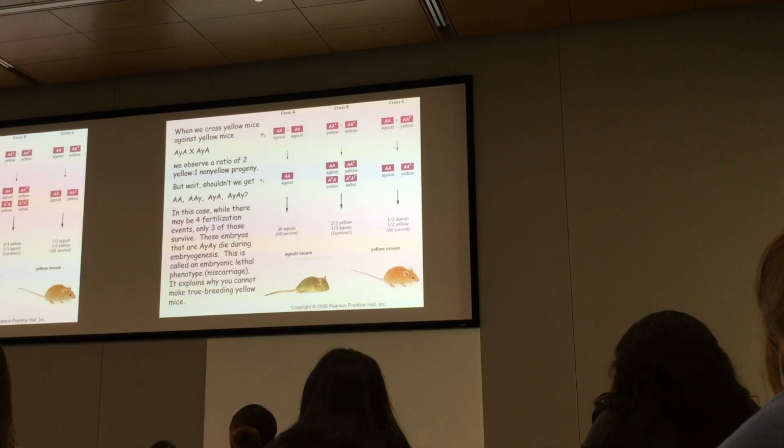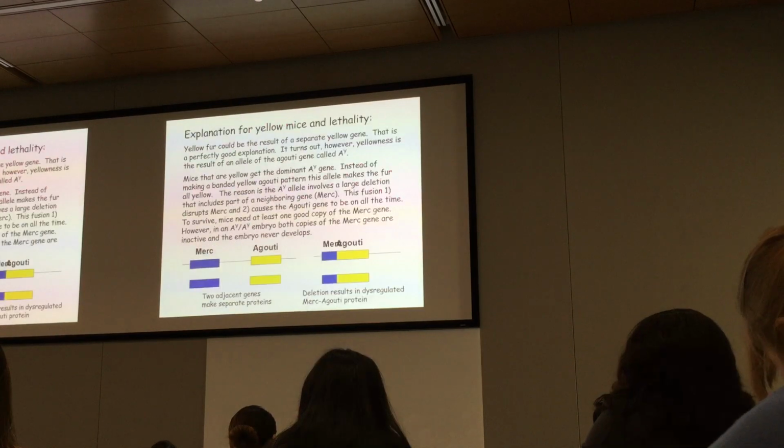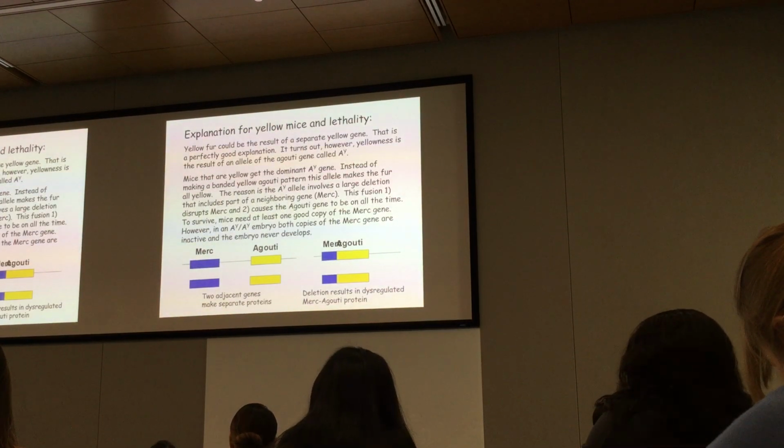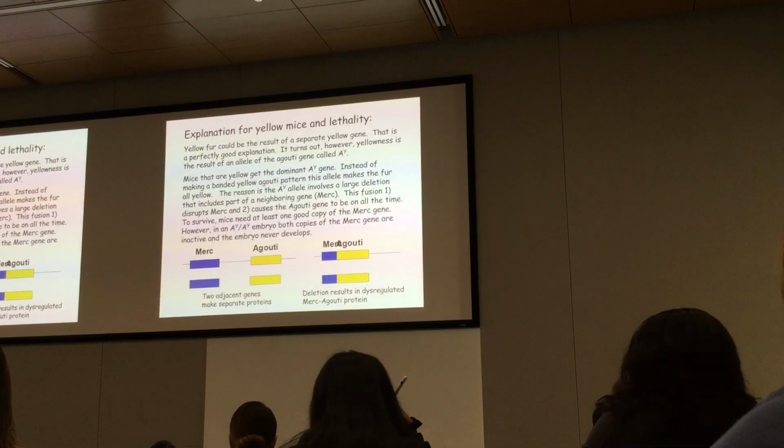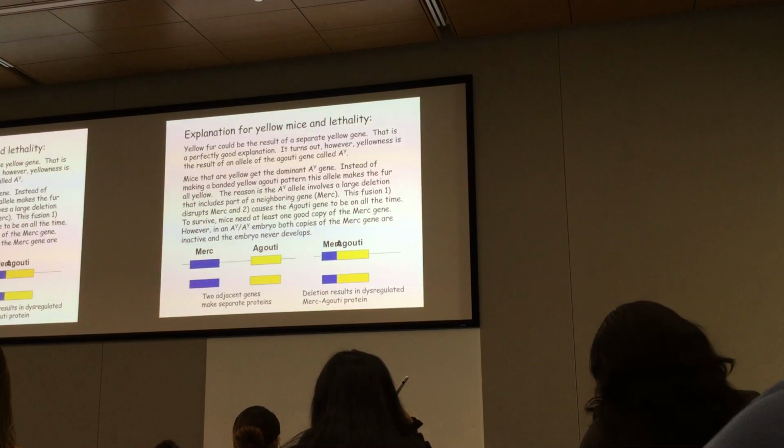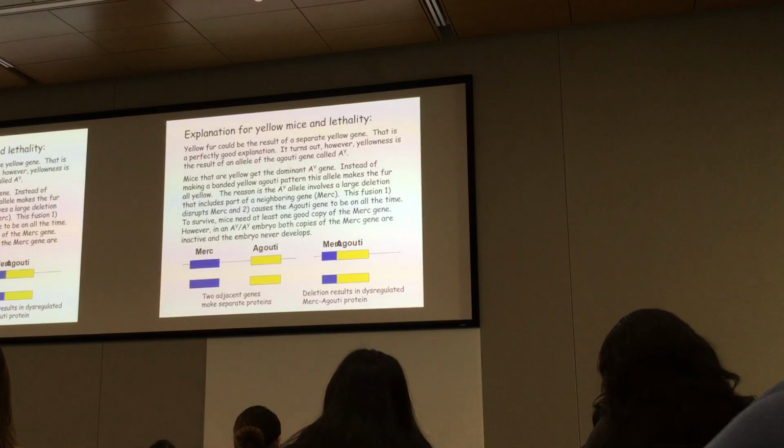And that gets to the molecular biology of this particular system, and so I want to give you an idea of what happens in these AY mice to cause that full yellow coloration of the fur, and why it's lethal when homozygous.